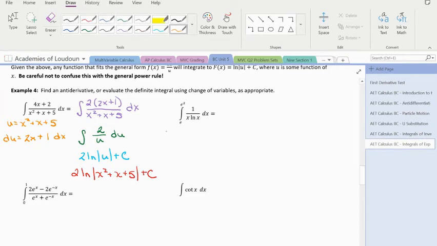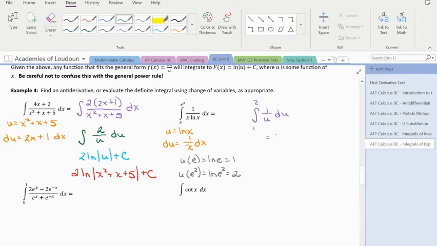So we're going to choose the denominator, natural log of x, to be our u. So du becomes 1 over x dx. Now again, we have a definite integral, so we're going to change our limits of integration. So u of e is the natural log of e, which we know is 1. And u of e squared is the natural log of e squared, which is going to be 2. So we can rewrite this integral as the integral from 1 to 2 of 1 over u du.